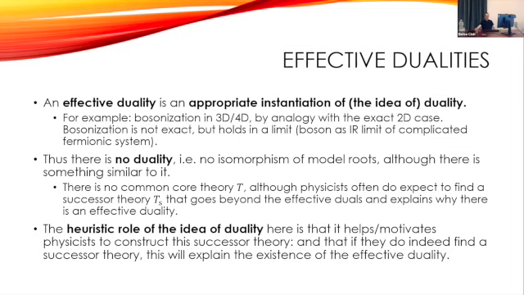So the heuristic role of the idea of duality is that it motivates physicists to construct this successor theory, and if they do find a successor theory, then this will explain the existence of the effective duality. So there is something that you gain by finding this successor theory. Namely, you get an explanation for why these 2 models were so close to each other.